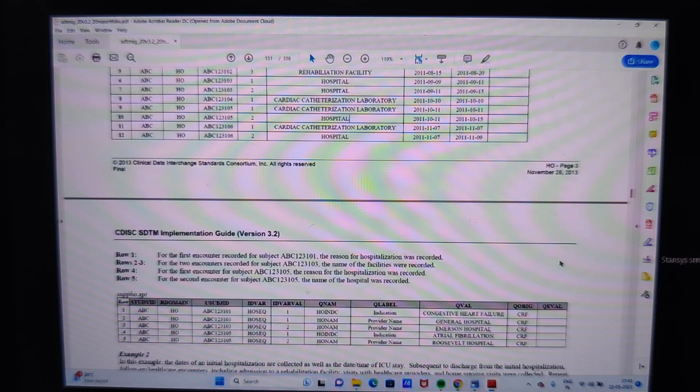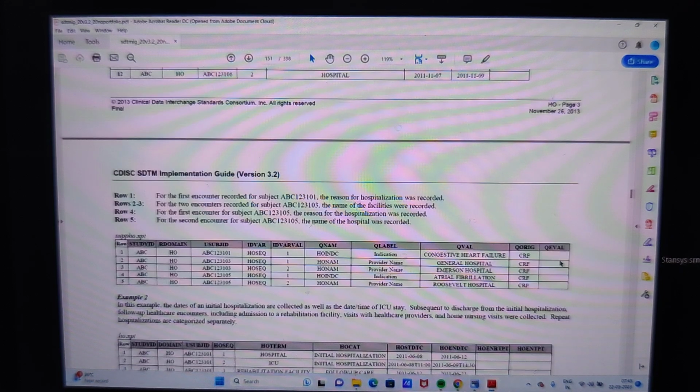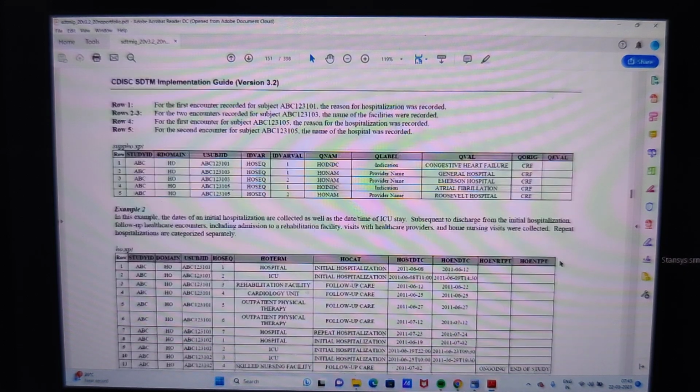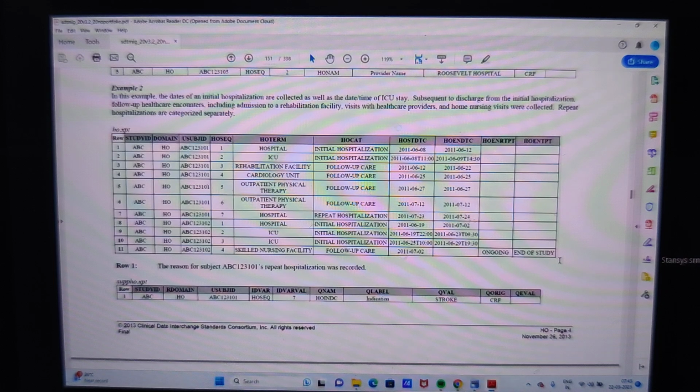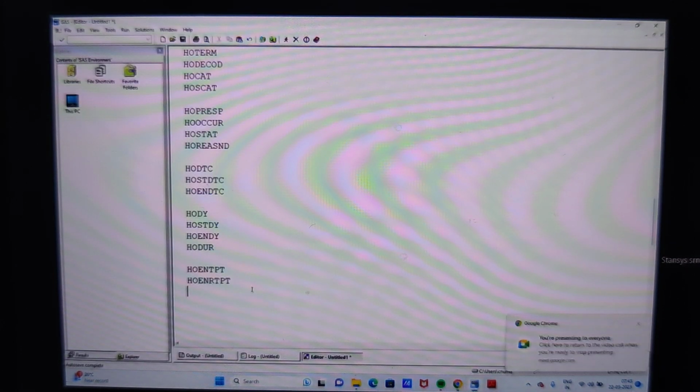Understand this one? Is this clear, everybody? So this is the kind of information that we are going to have in a healthcare and complex data set. With this, we have completed the events class. We have seen all the domains. From tomorrow onwards, we'll discuss the findings class. So very, very important.